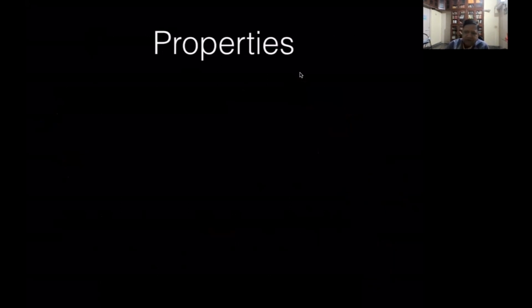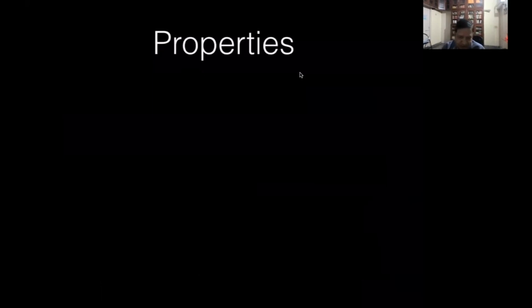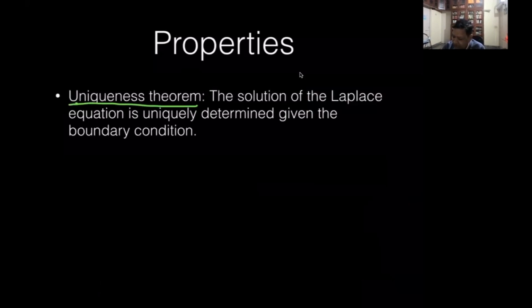So properties of Laplace equation. In electrodynamics, you would have seen this. I'll just state them here. In fact, we use them for computer simulation. One thing is the uniqueness theorem. The solution of Laplace equation is uniquely determined given the boundary condition. So if you specify the boundary condition, that means the potential or its derivative along all the points on the boundary, then phi inside is unique. There's only one phi, not multiple phis.